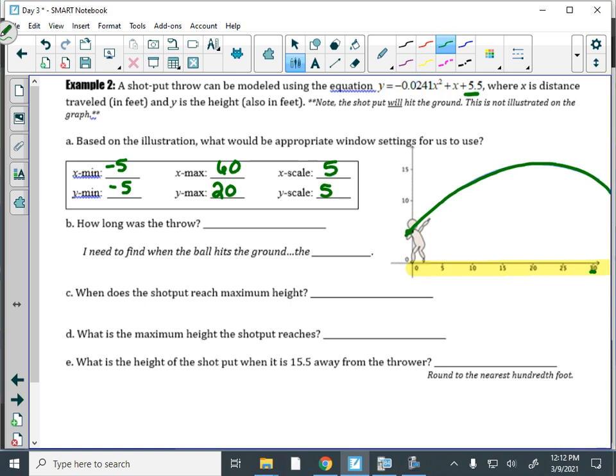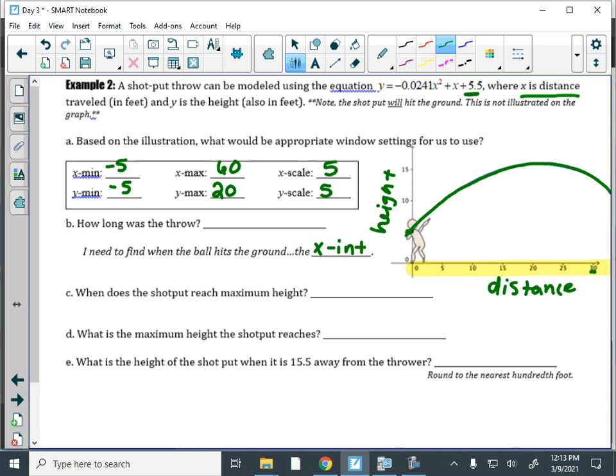So, how long was the throw? Well, this means you need to find when the ball hits the ground, which is the x-intercept, right? The x-axis, it said, is representing distance. So this is the distance the shot put went. The y-axis is representing the height, how high the shot put went. So to figure out how long the throw was, we need to find the x-intercept.